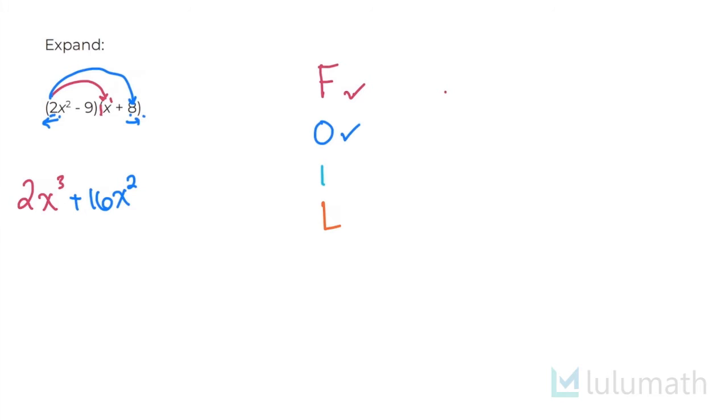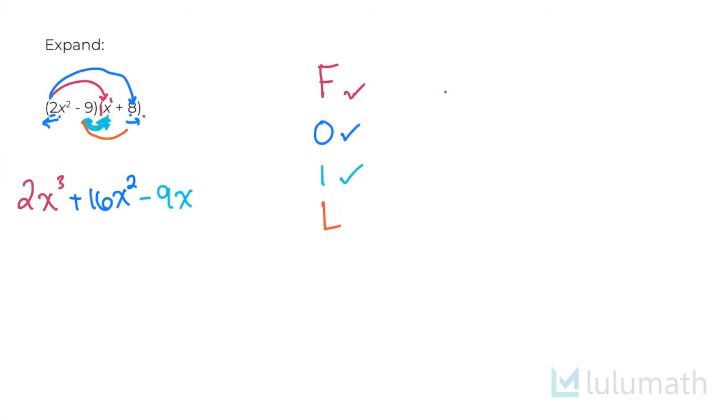Okay, now I'm going to look at my inner terms. So this -9 right here is the innermost term on my left set of parentheses or brackets. This x is my innermost term on my right side. So I'm going to multiply -9 through to this x right here, which gives me -9x. Okay, I'm done with my inner. Now I just have to look at my last.